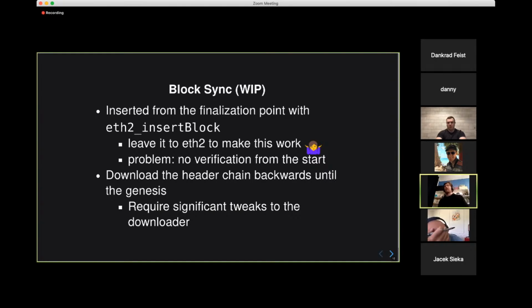So an idea that Peter proposed was, since we know what is the last finalized block, you could download the header chain backward. So you download the block, you check what was the parent, you ask for this one because you know this finalized block is official, or at least is finalized. So you can find your way all the way to the genesis, and then you can download the block bodies either from IPFS or from other clients. That's something that is going to require, at least that's what Peter was saying, some significant tweaks to the downloader. So it's not as easy, but it's got this nice property that you can actually check from the start.